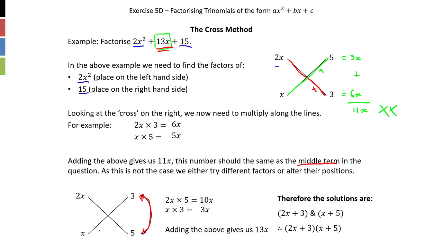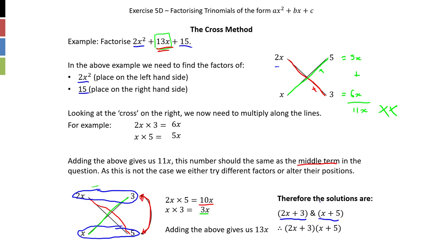Multiply along the cross, 2x times 5 gives us 10x. Multiply x by 3 gives us 3x. Add them together gives us 13x. And that means, I'll go back to blue so I match the previous slide, 2x plus 3 is my first bracket, and the second bracket is x plus 5.